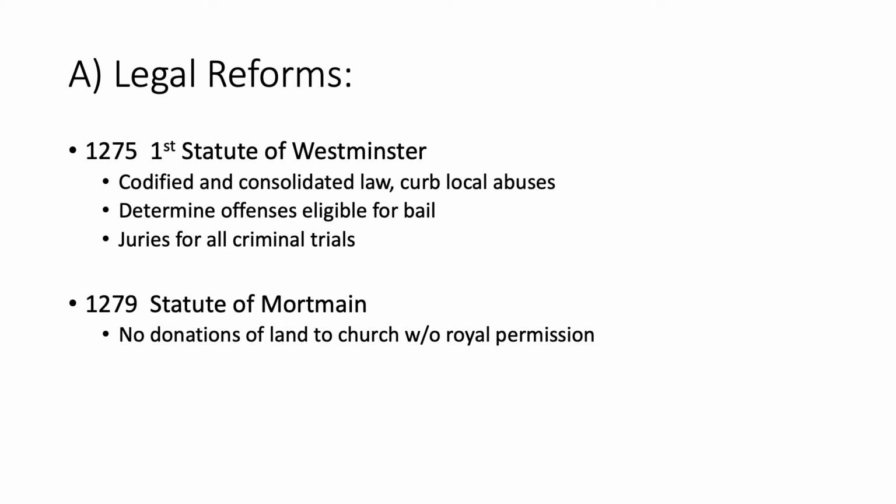And he also establishes the jury system. So it's ideally a number of your peers who then are the ones who make the determination of guilt or innocence. He is very concerned about the alienation of land to the church because that means then any sort of feudal service associated with that land, so many knights you owe, is no longer necessarily owed. And also taxes then aren't necessarily paid. So he passes the Statute of Mortmain, which says that from now on, you cannot donate land to a monastery or a cathedral without first acquiring royal permission.